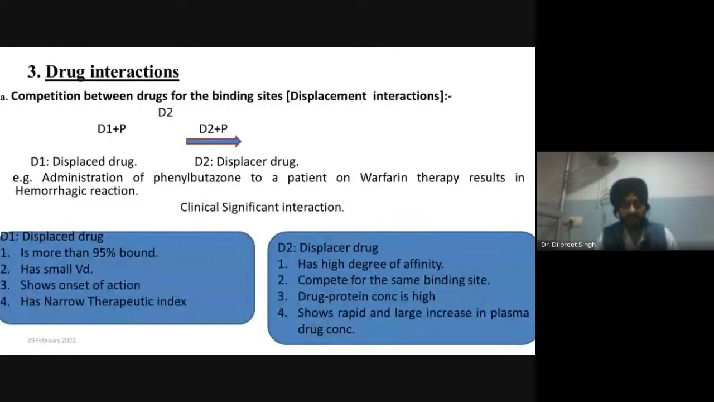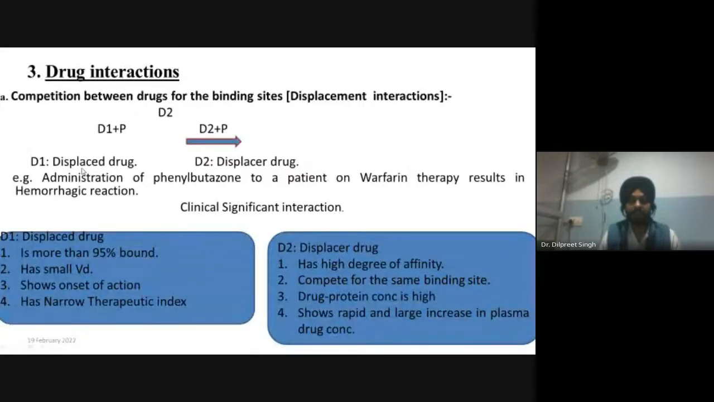Third is the drug interaction. The competition between drugs for the different binding sites is called a displacement interaction. Basically, if a drug binds to a particular protein or has affinity for a particular protein, and another drug has a similar substrate pocket with similar binding affinity to that protein, it displaces drug one and binds with that protein. So D1 is the displaced drug, D2 is the displacer drug.